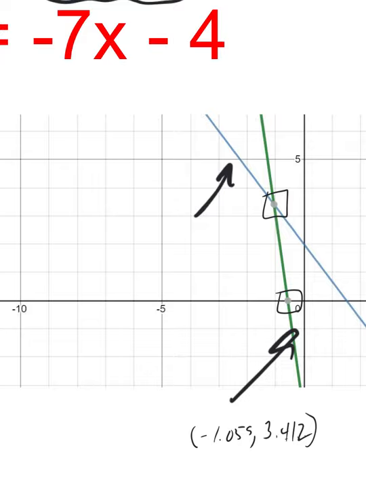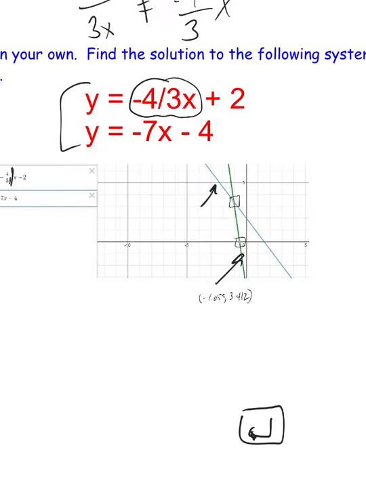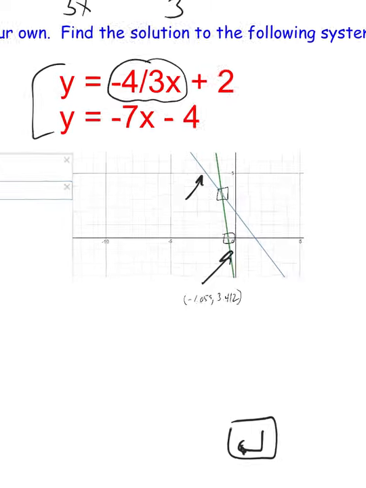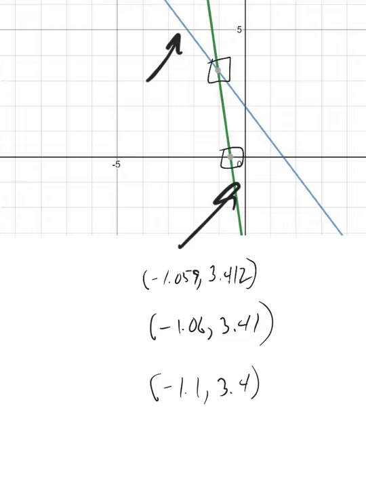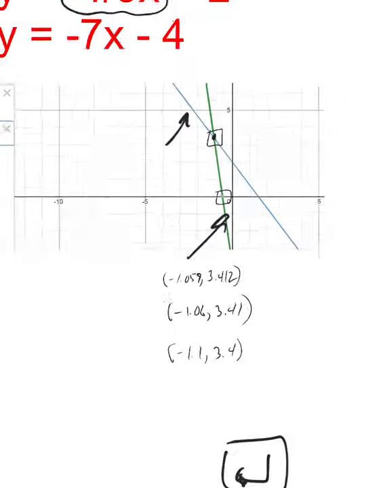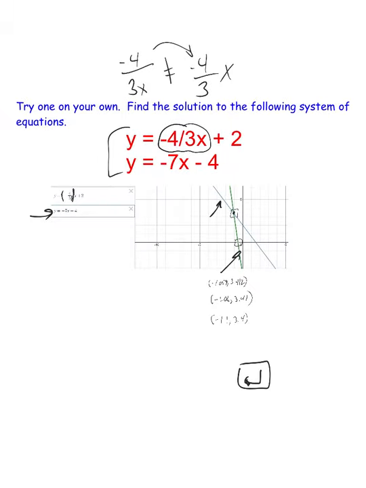And these are rounded, so you do have to be mindful of how many decimal places it's asking. If it just wants 2 decimal places, then we'll write this as negative 1.06 and 3.41. If it just wants 1 decimal place, then you'll write this as negative 1.1 and 3.4. But that would be this point of intersection, and that point of intersection again is the solution to this system of equations.